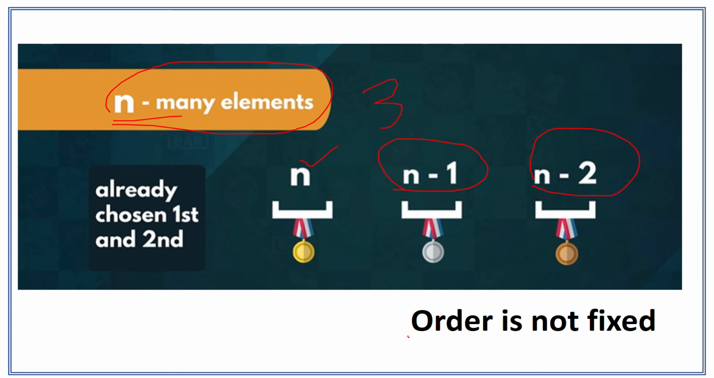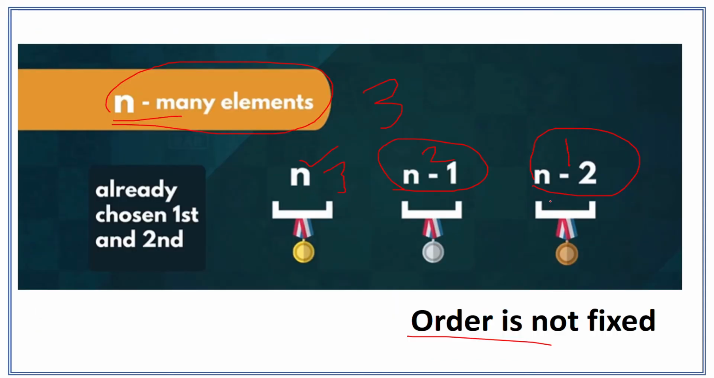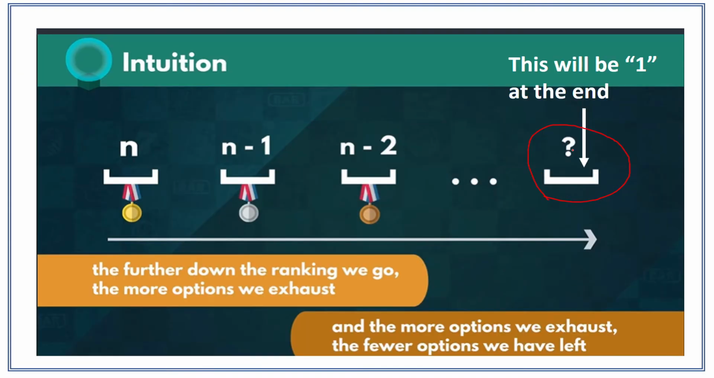So in permutation, order here is not fixed. At the first place you had 3 options, then second you have 2 options, and then you have only one option. 3 minus 2 is 1. Now at the end, when you have exhausted all the data, of course you will be left with only one choice. Here also you see only one option is remaining. So at the end of the permutation, you will be left with only one choice. This will always be 1 at the end.